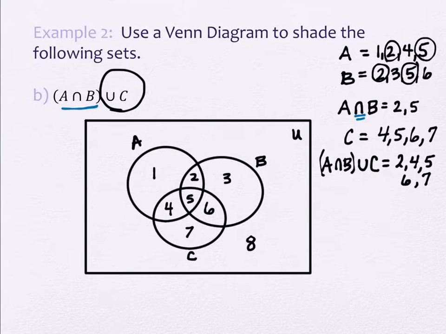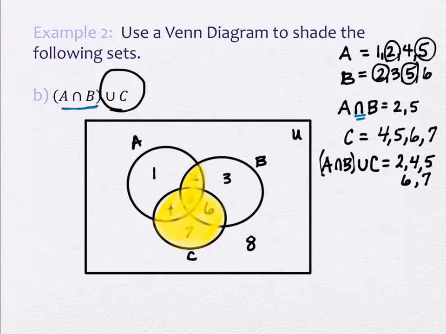This is the supporting work, but this did not answer the question. The question asked you to do what? To shade. So you come back over here and you use a pencil or a colored pencil or a marker or a crayon, whatever you have in your bag, and you shade in region 2, region 4, region 5, region 6, and region 7. And this is your actual answer to the question. But if you give me the actual answer with no work to support it, you don't get any credit. It's just the way it's going to be, okay? I need to see your work to support it.